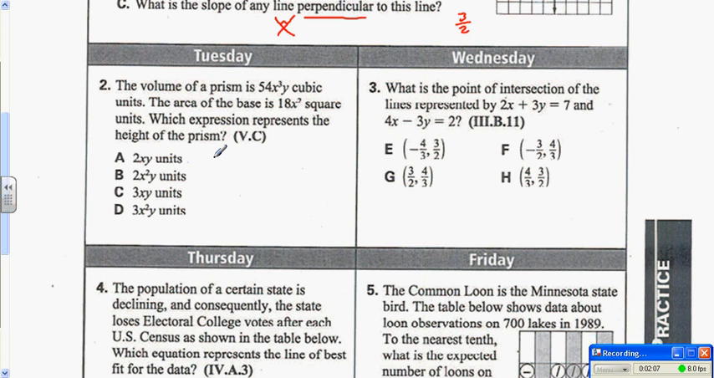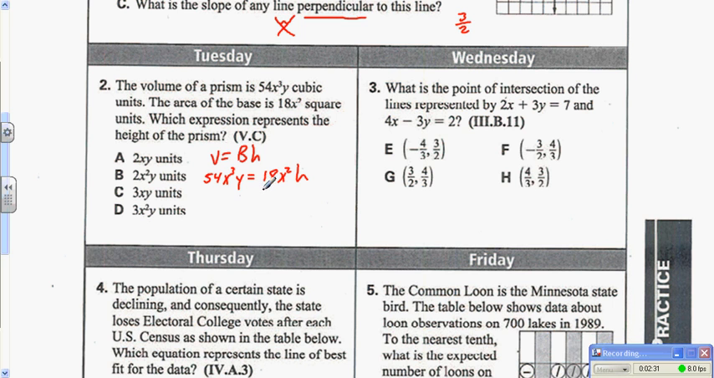We're going to use our knowledge that volume equals area of the base times height. The volume is given to us as 54x cubed y. Area of the base is given to us as 18x squared. We are looking for height.